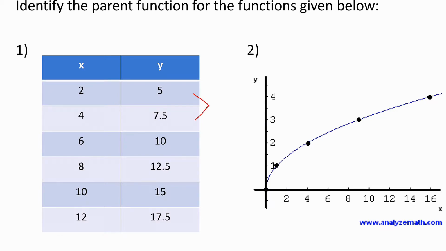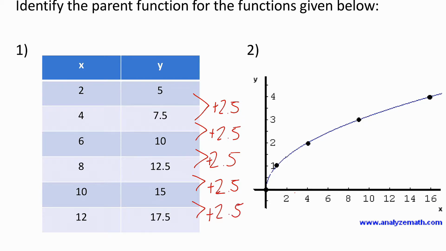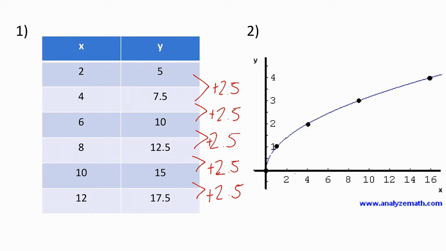So looking at our Y changes here, going from 5 to 7.5, that's going up plus 2.5. Going from 7.5 to 10, that's also plus 2.5. And you'll notice this pattern keeps going. You're increasing by 2.5 every time. So as a result, we call those the first differences. They are constant, so this is a linear graph.